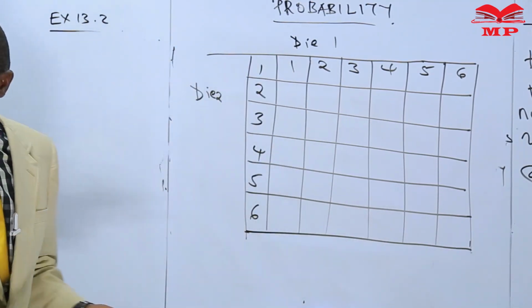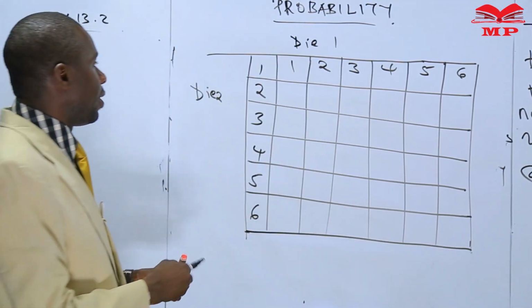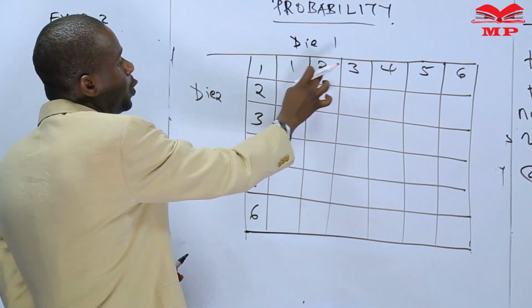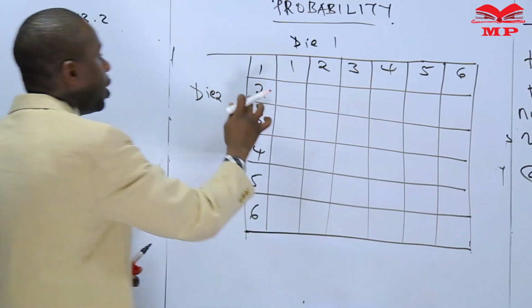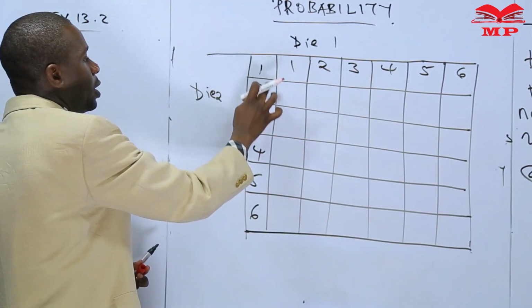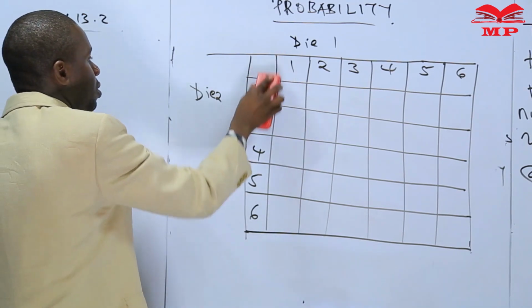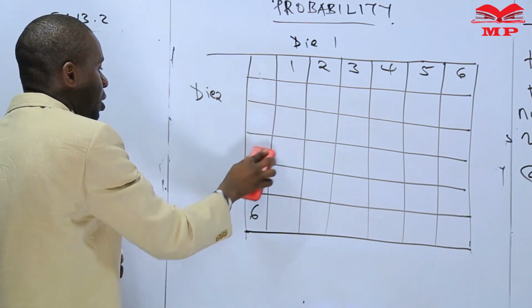So with this now we can fill. Let me just get a red pen. We can fill. So die 1 when thrown is either going to give you 1, 2, 3, 4, 5, 6. Die 2 will also give you 1, 2. Let me just change this so that we are able to get it perfectly.